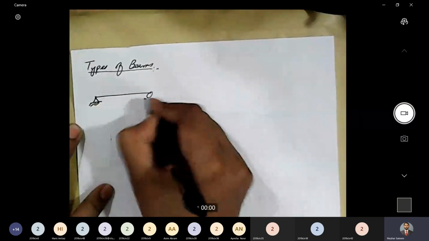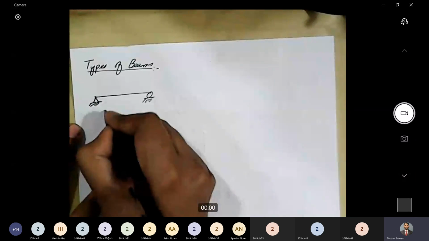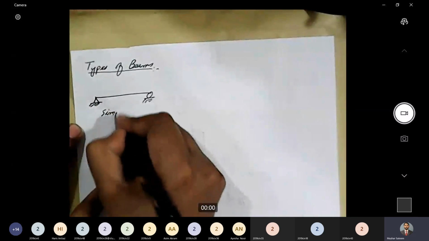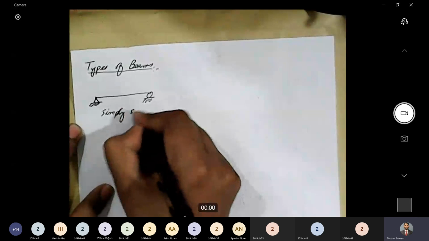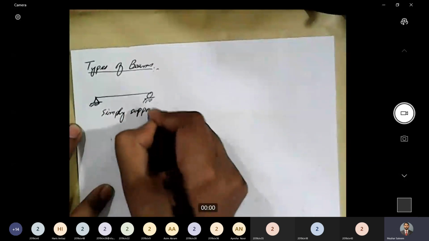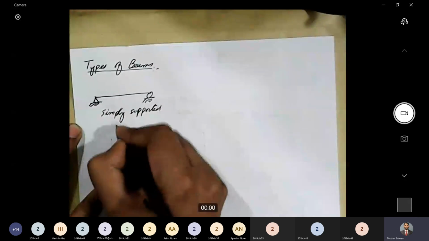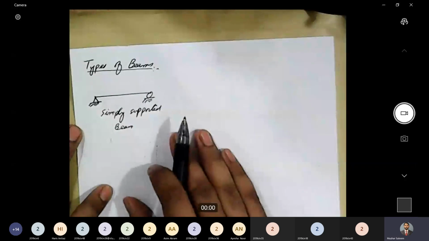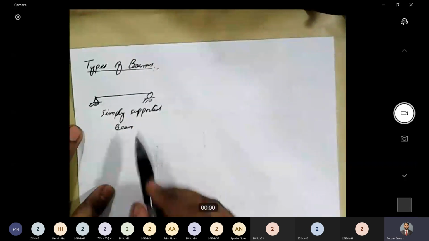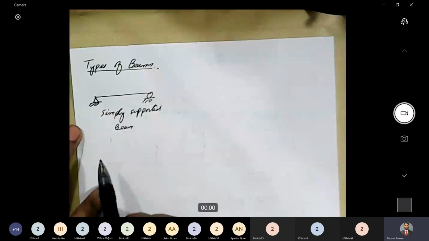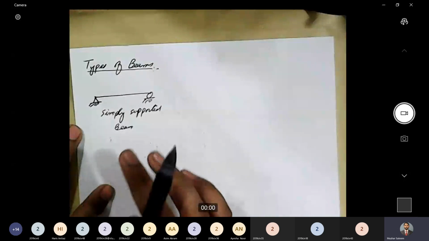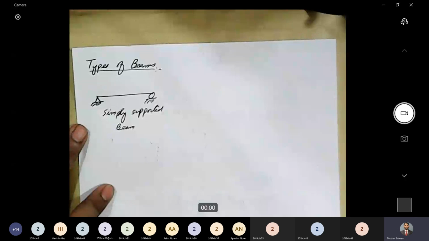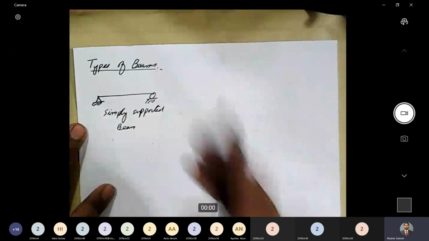So this is the diagram of a simply supported beam. In this case, we have a hinge support and a roller support. So this is one of the most common types of beams, the simply supported beam.